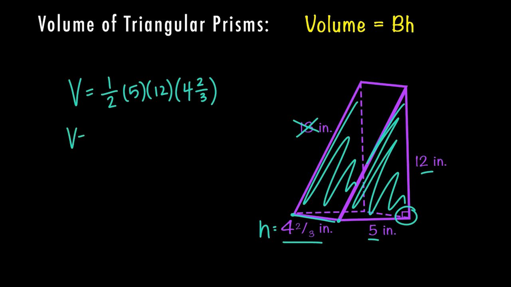So now I'm going to go ahead and work this out. I'm going to find half of 12, which is 6. And then I'm going to do 6 times 5, which is 30. While I'm in the process of writing down the next step, I'm going to go ahead and do around the world here, and I'm going to turn my mixed number into an improper fraction. So that's 3 times 4 is 12, plus 2 is 14 over 3. So now all I have left to do is multiply this out.